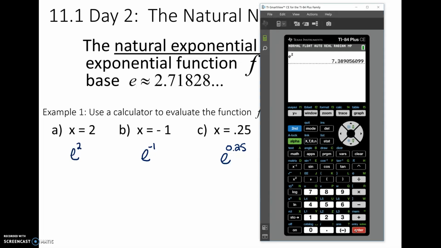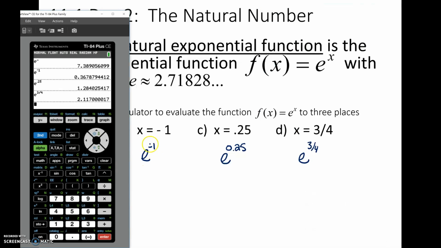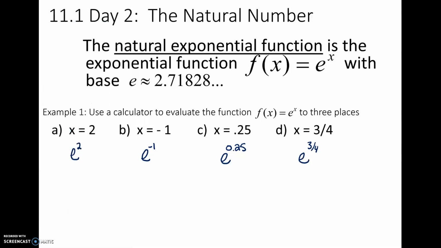Try the other 4. I will get them in the calculator. Pause the video if you're watching the video, and then check it after you've done all 4. For e to the negative 1, you should round this to 0.368. E to the 0.25 is 1.284. E to the 3/4 is 2.117. So the only one that you have to round differently is e to the negative 1, and you have to shove that up to 0.368. All right.